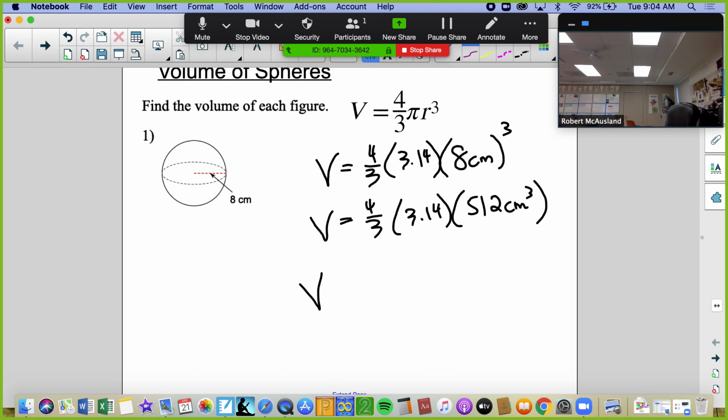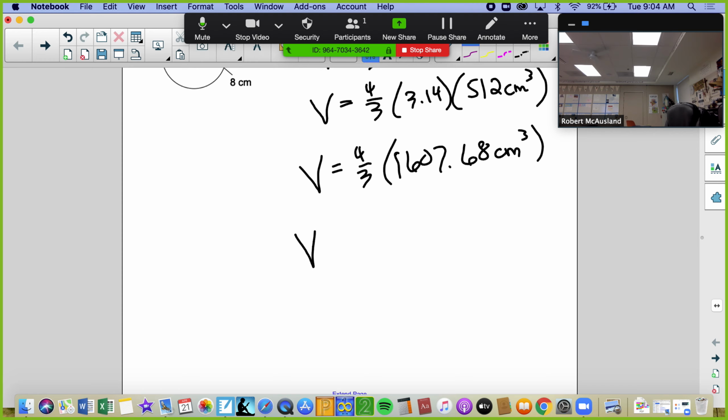Now, I'm going to save the 4/3 until the end, and I'm not going to turn 4/3 into a decimal because that would be approximating it too early. So we're going to take 3.14 times 512, which gives us 1,607.68 centimeters cubed. And now, this is the easiest way to deal with this fraction.